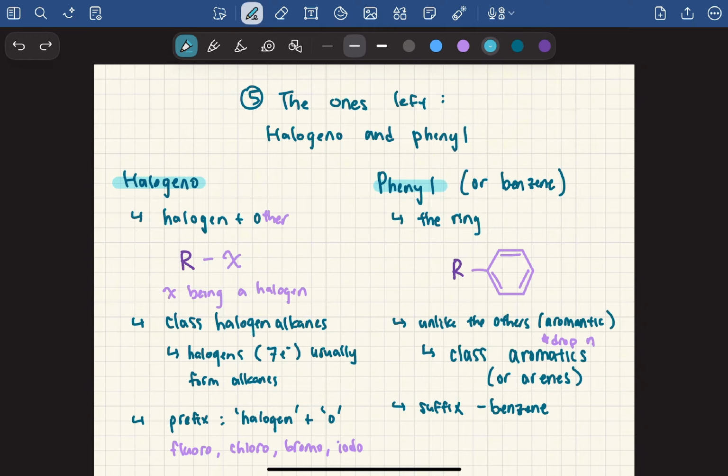And the last one left is phenyl. It's sometimes called benzene and is basically a ring. So it's a ring with carbons and hydrogens, and it's bonded to an R, so another compound. And the way I remember it, I feel like it has a really weird name. Its structure is also really different. So unlike the others, it's like an aromantic. So that's how I remember the class is aromatics. Remember to drop the N though. And they're also called arenes, which I guess comes from phenyl also being called benzene. So that's the suffix that's usually used. So that's all 10 classes of compounds and the 9 functional groups.